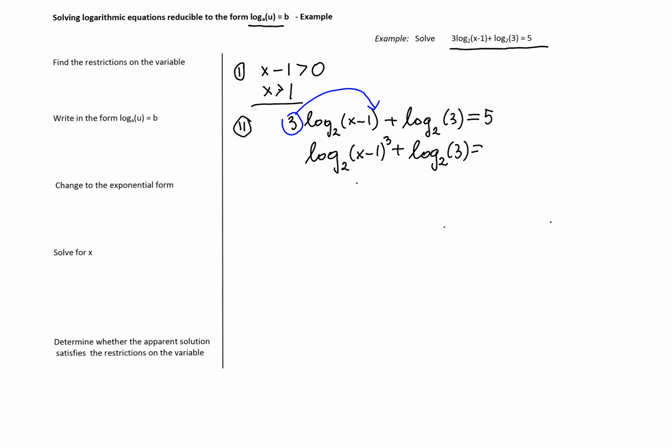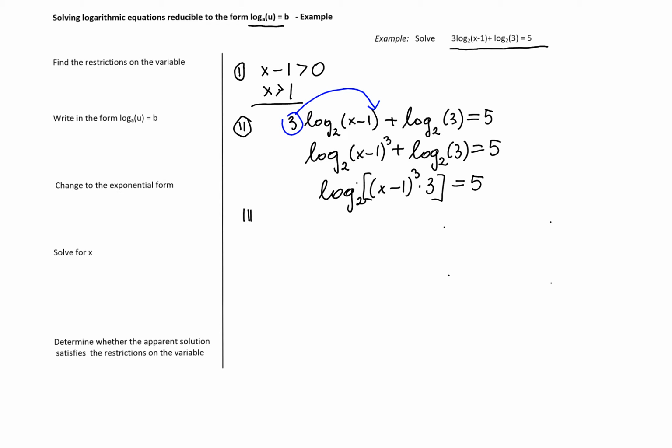So the power rule is applied here, and now the product rule gives me the logarithm of x minus 1 cubed times 3, which is equal to 5. I have written my equation in the form logarithm equals 5, a number.